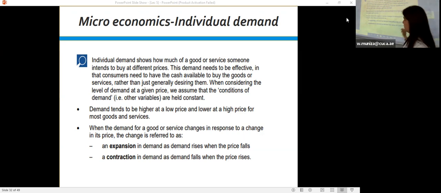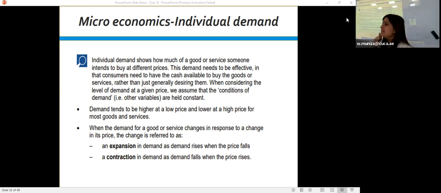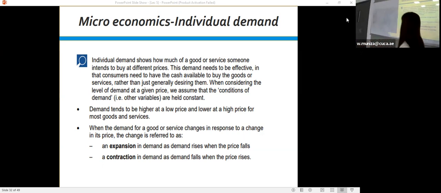When the demand for a good or service changes in response to a change in its price, the change is referred to as an expansion and a contraction. My dear students, when the change in demand is brought about because of the change in prices, it is referred to as expansion or contraction.